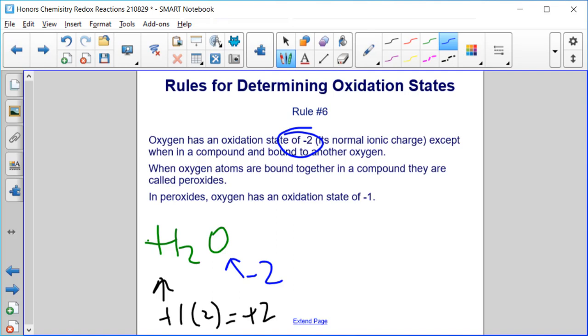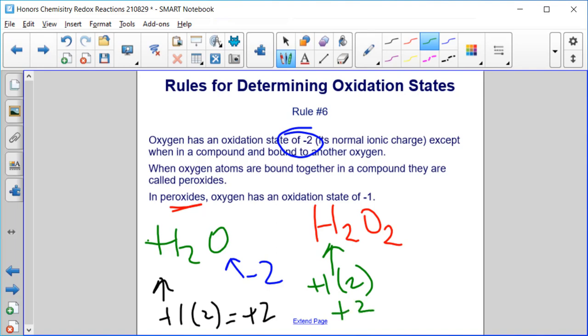So in a compound where we have oxygens bonded to other oxygens, here's an example of hydrogen peroxide. Okay, so that's peroxides that we're discussing here. In this case, the prior rule has precedence. So hydrogen is +1, and there are 2 of them, which gives us an overall +2. Now we have 2 oxygens, but we have to be overall neutral, which means that each of these oxygens is -1, and there are 2 of them, so that we get an overall neutral charge.